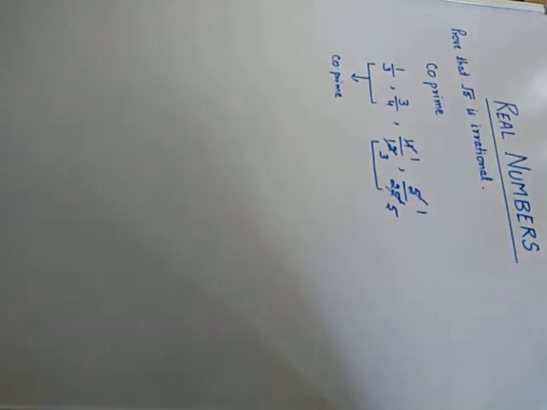1 upon 3, 3 upon 4, 1 upon 2. These are co-primes which cannot be expressed further in lowest form. So, what are co-primes? Co-primes are those rational numbers where there is no common factor of numerator and denominator except 1.